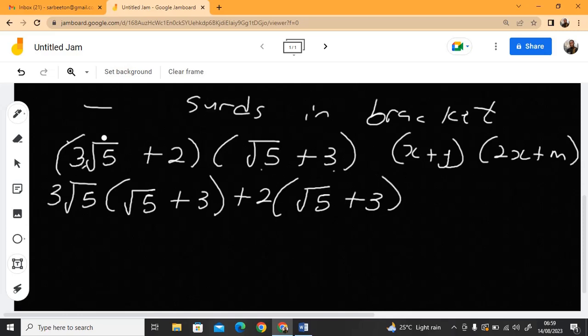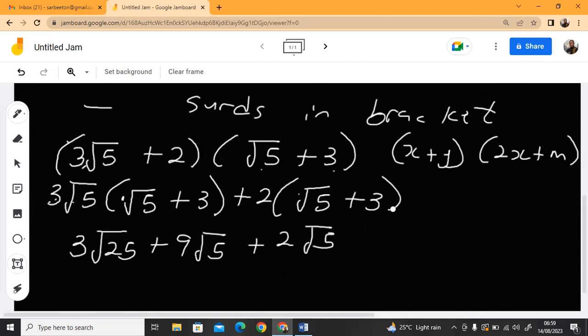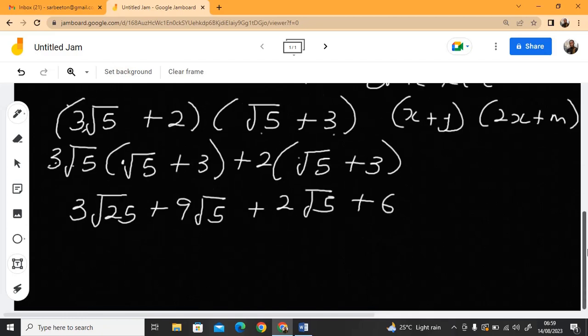If you are finding it difficult to multiply this, because students always make mistakes of that. Now I told you that there is an invisible 1 here, so 3 times 1 is 3. Root 5 times root 5 is root 25. Now 3 times 3, this is 9. Root 5 is at the back, you just put the root 5 there. So this one does not have a root. The 3 will just multiply the number at the back. Plus, there's an invisible 1 here, 2 times 1, that is 2. Then root 5. Then 2 times 3 is 6.